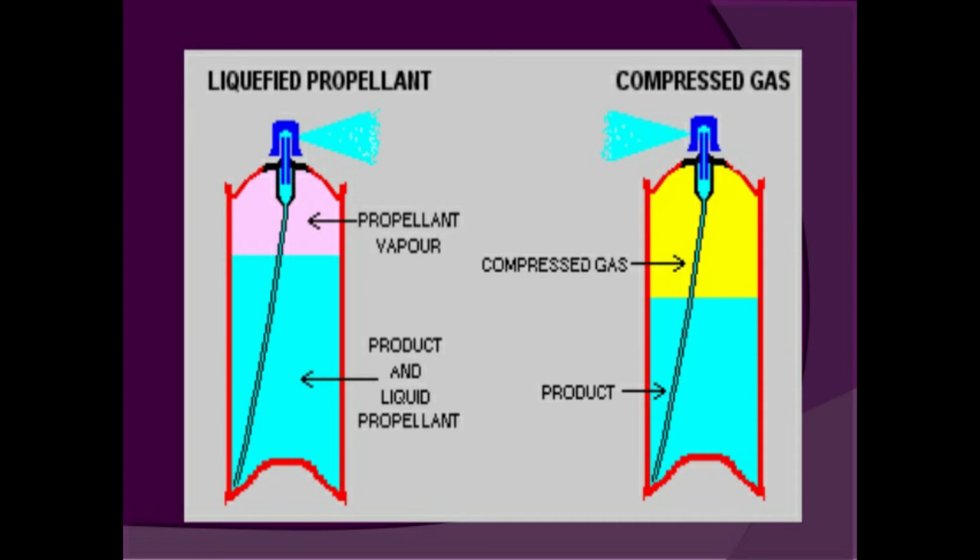We use different types of liquefied gas propellants, that are chlorofluorocarbons, also called CFC, and some are hydrocarbons, and some are hydrofluorocarbons and hydrochlorofluorocarbons.